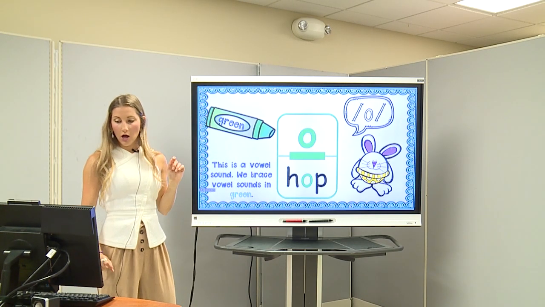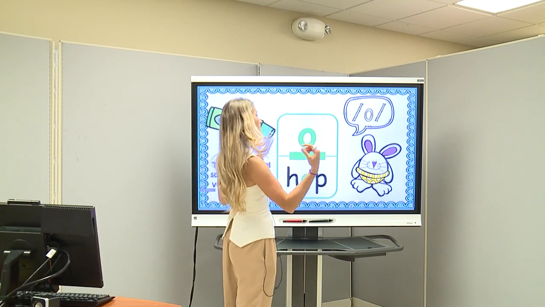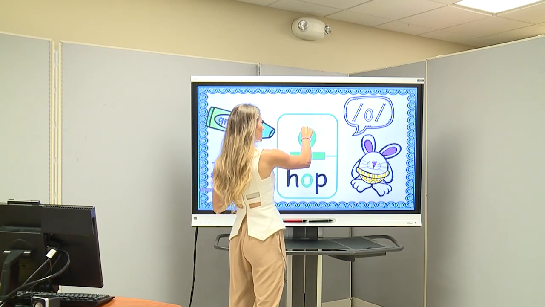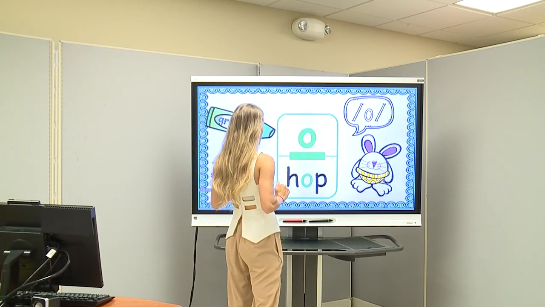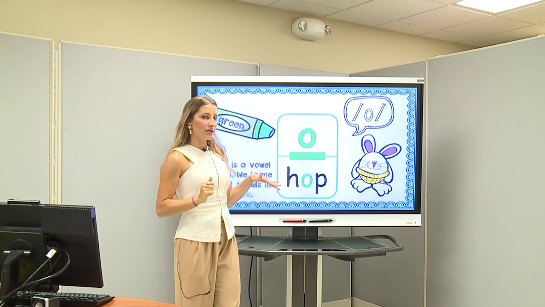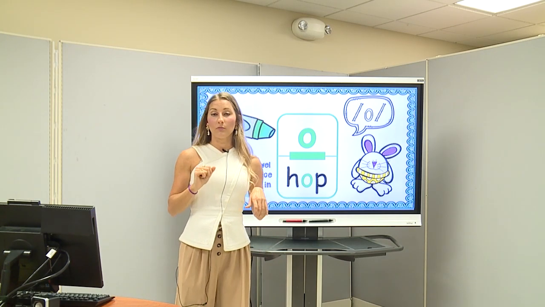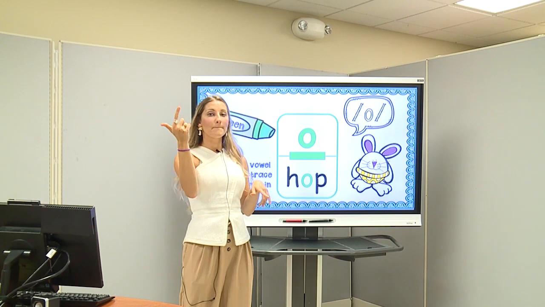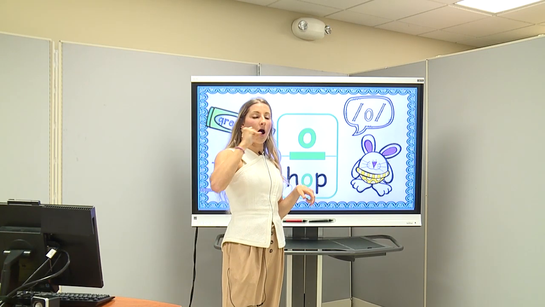Okay, we have an O. When you trace your O, this one's super easy. You can start at the top and just loop it all the way around and connect it at the top. This O sound is ah. So when you break it down, h, op, and then pull it around, hop.